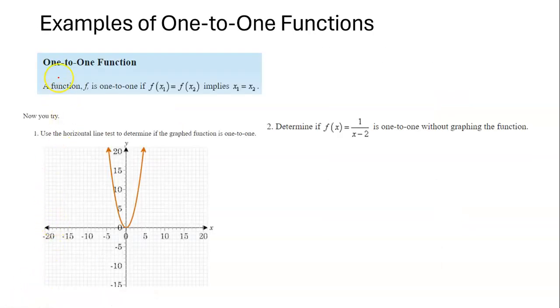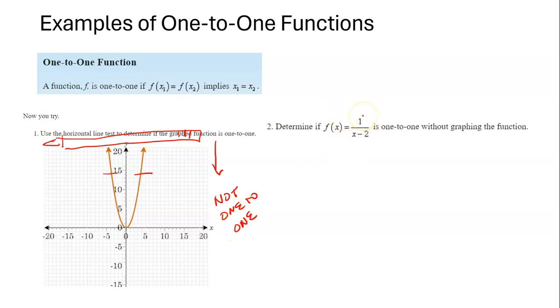Yep, okay. So a function is one-to-one if f of x1 is equal to f of x2 and x1 equals x2. Okay, so now you use the horizontal test to determine if this is a one-to-one function. So if I use my pencil and I run it down, I'm going to hit 2 points. So this is not one-to-one.